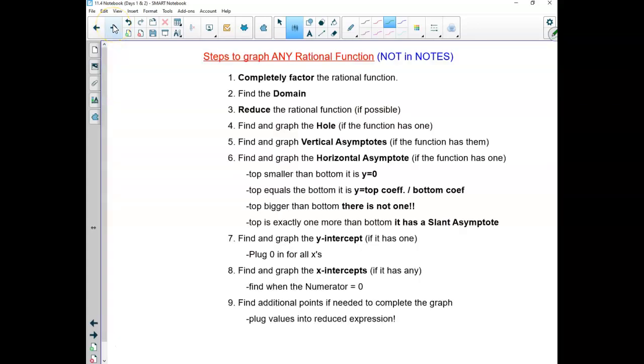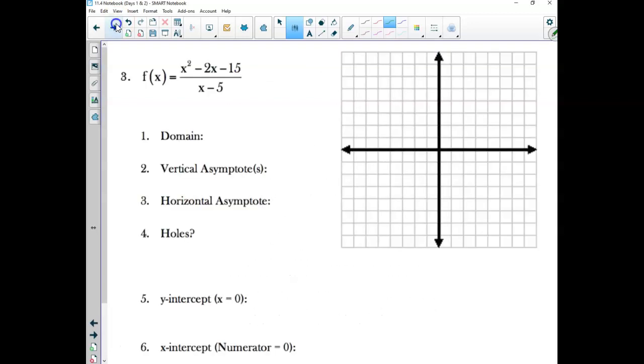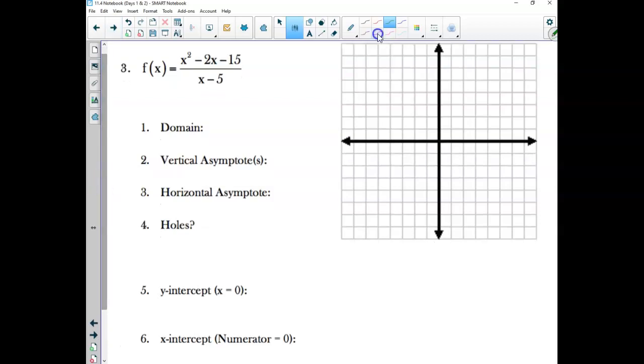So before I get rolling here, I have Kruger's fail-safe rules, steps to graph any rational function, which were not in your notes yesterday. Hopefully you jotted them down, and if you don't know these, I hope you hit pause and jot them down because they work beautifully. All we're going to do today is 2 problems, and I'm going to follow these the same exact way that I did yesterday.